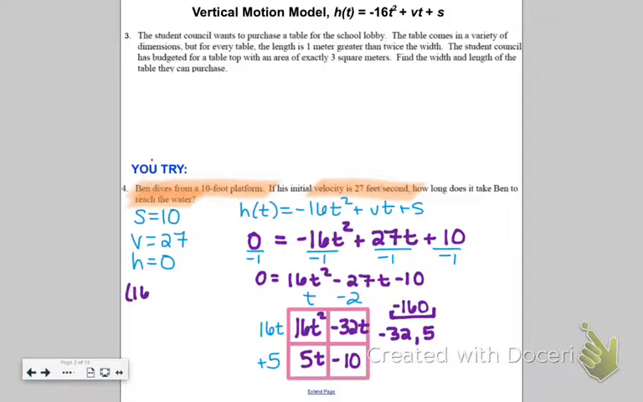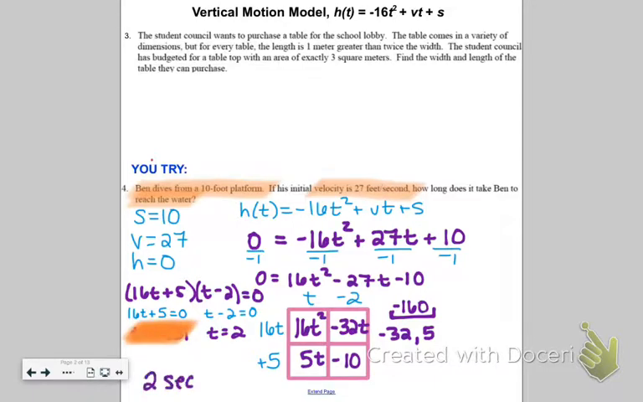Put those in parentheses and set them equal to 0. Now the two equations we get, solve them both. We can't have negative time, can't have negative seconds, so we can get rid of -0.31. So our final answer is 2 seconds. And that's it.